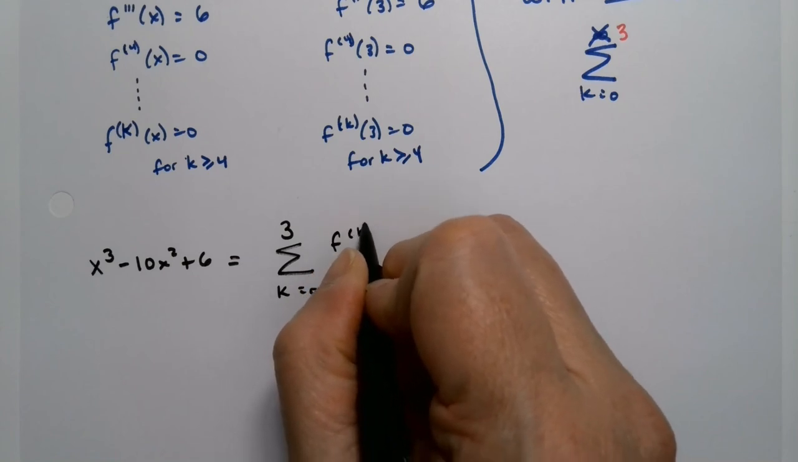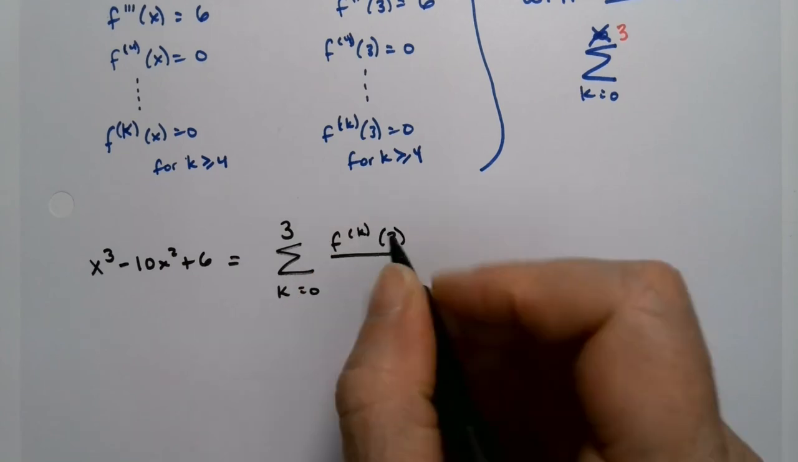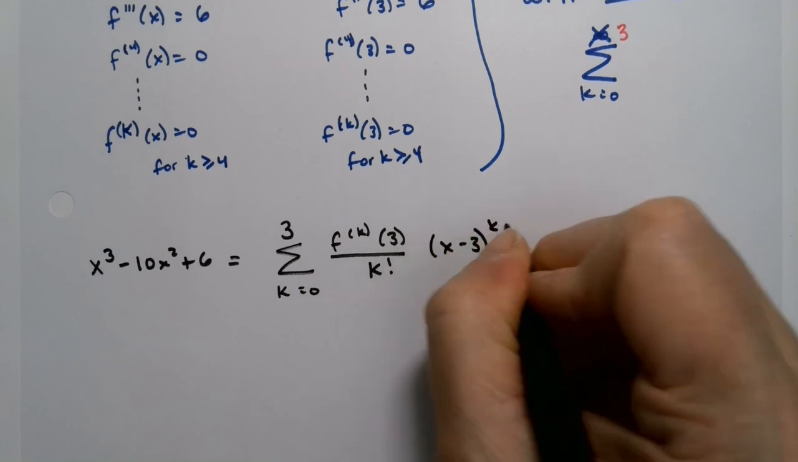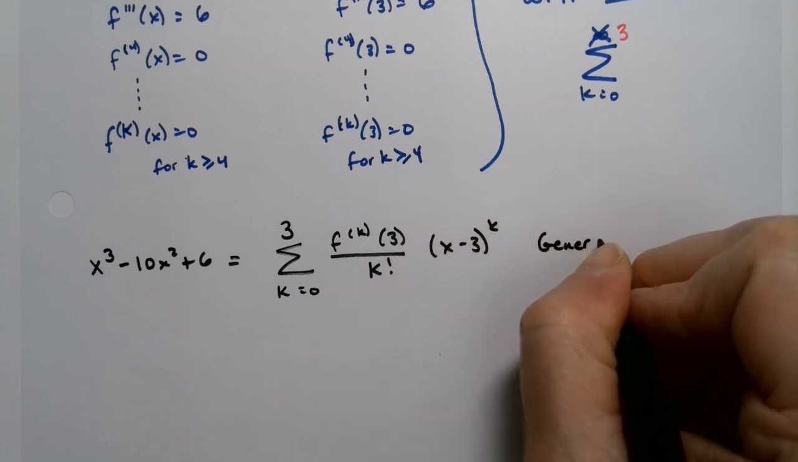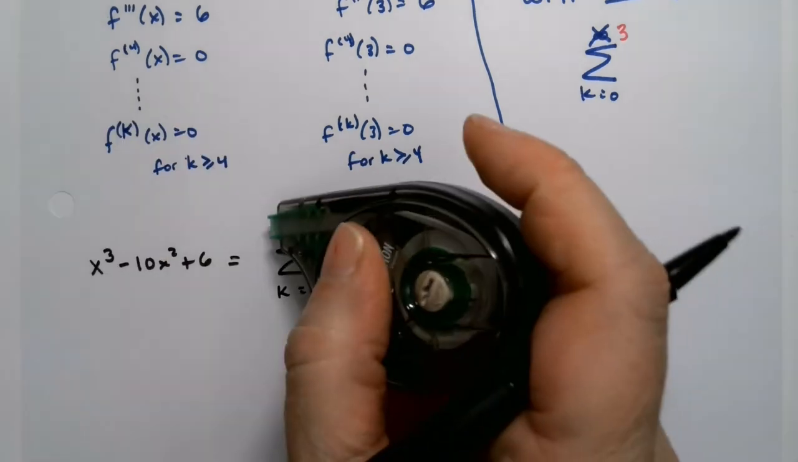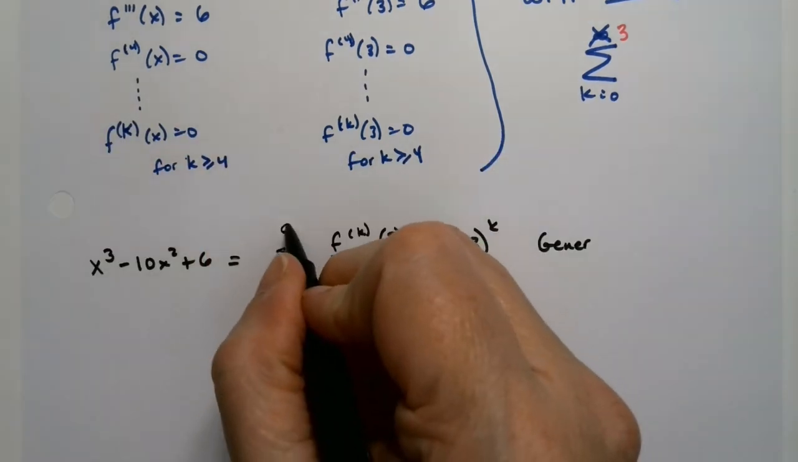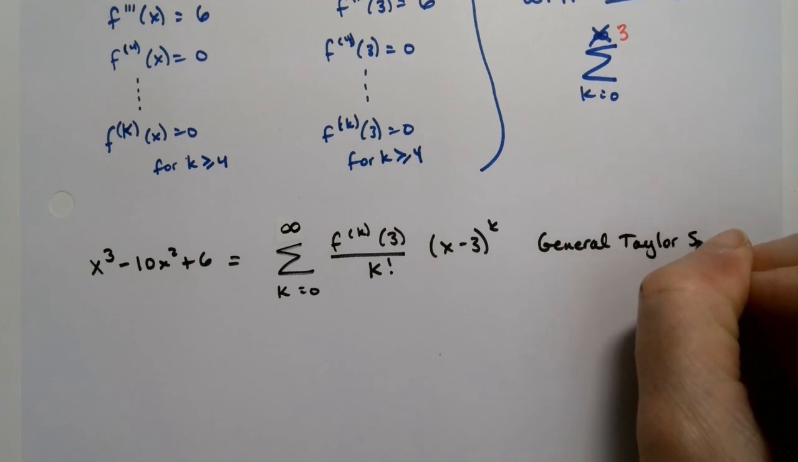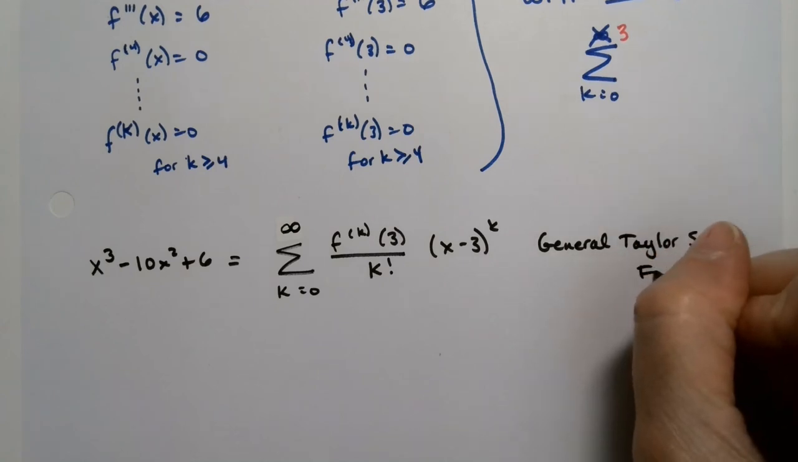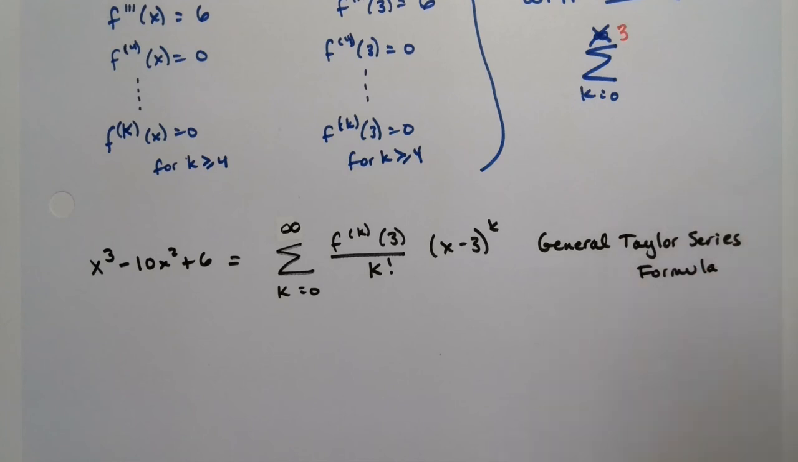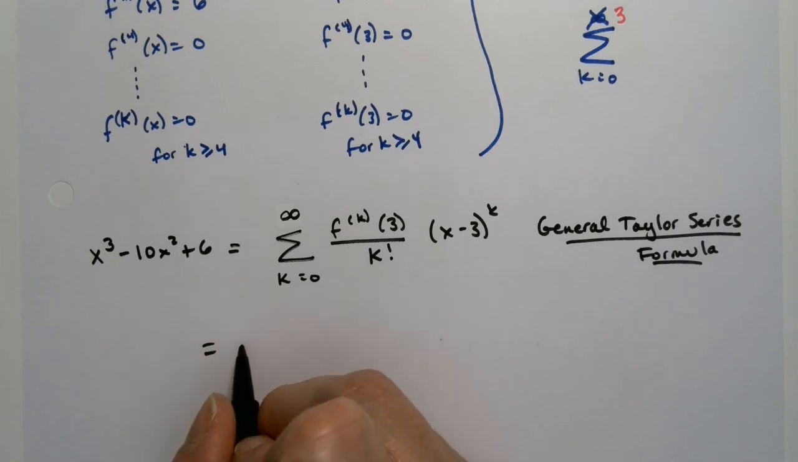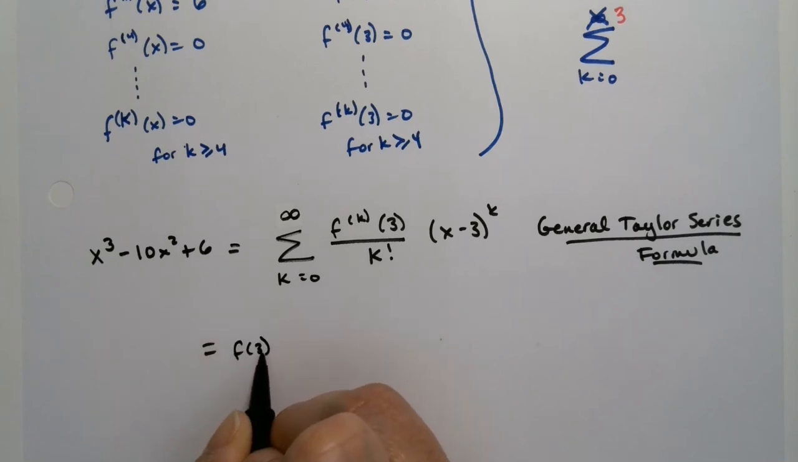It's still going to be the kth derivative at 3 over k factorial times x minus 3 to the k. That's the general Taylor series formula. Well, actually, if I'm going to say it's the general, then I put the infinity in there, but I'm going to take it out in another second. All right. So then we are going to stop. So let me write it out. I mean, we don't even have that many terms.